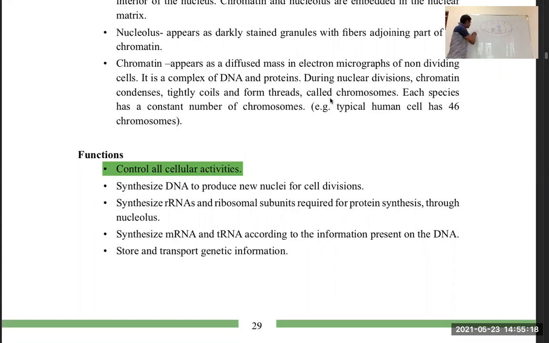We don't need to draw in this much detail. If you draw it like this, it will be good enough. Then these are the parts of what we call mitochondria. Now we have to explain each of these parts, not fully detailed. First of all, label the diagram.